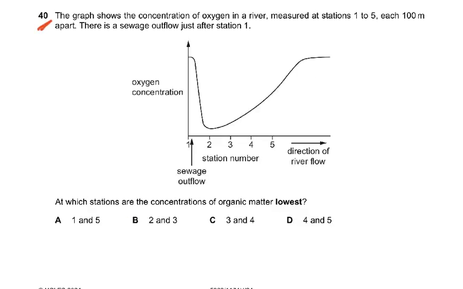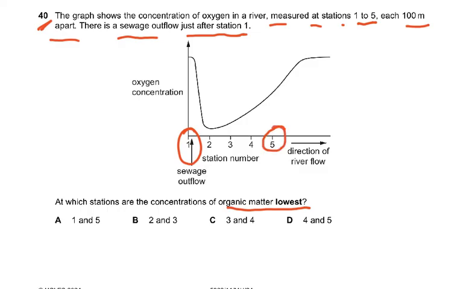Question number 40. The graph shows the concentration of oxygen in a river measured at stations 1 to 5, each 100 meters apart. There is a sewage outflow just after station 1. At which stations is the concentration of organic matter the lowest? Well, it has to be the lowest at 1 because this is before the sewage outflow, and then it has to be at 5 when the river has sort of passed through that. So it is 1 and 5, which is A.